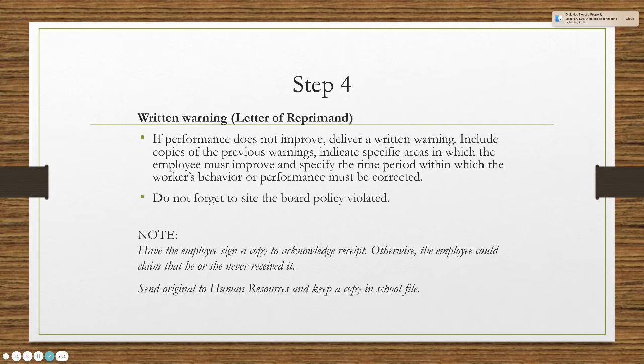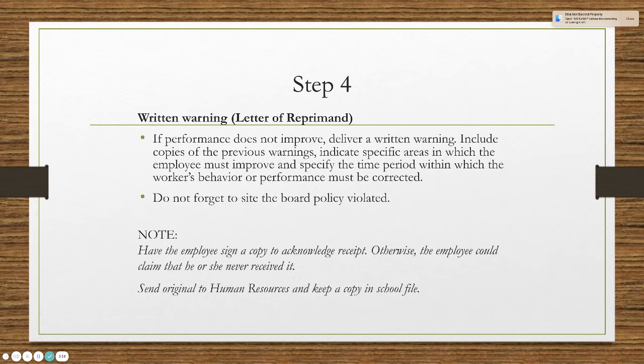So we've done our step 1. We had a conversation. Step 2, you had an oral conversation as well. And then step 3 was a letter of expectation. And now we're here at step 4, which is a letter of reprimand. Of course, you will get a copy of this as well, and a copy will also be sent to Human Resources.